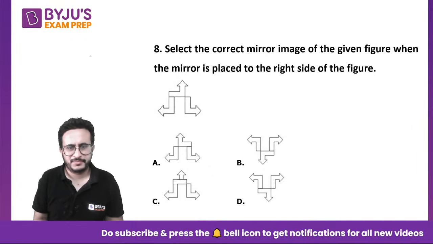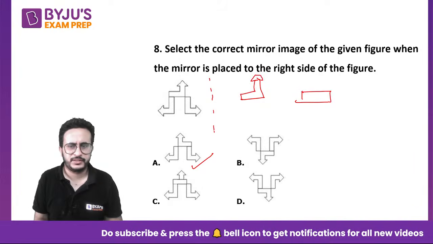Okay, so this is a mirror image. Image based questions are quite simple ones. So this will be the image. These two will be pointing this side, since left and right are the same. The top arrow is on the right side, so it will look like this. That is the mirror image.